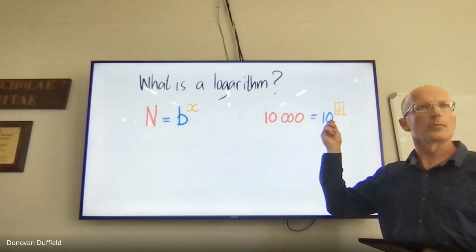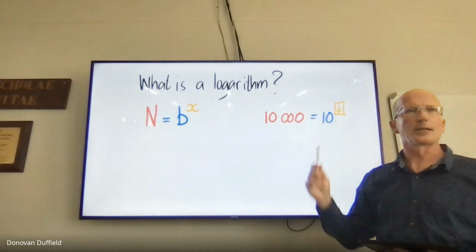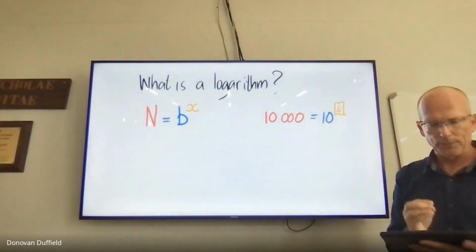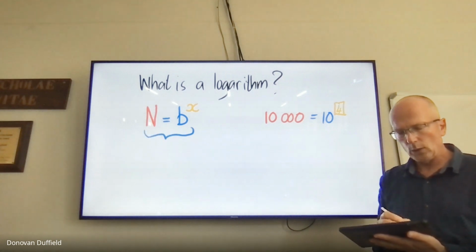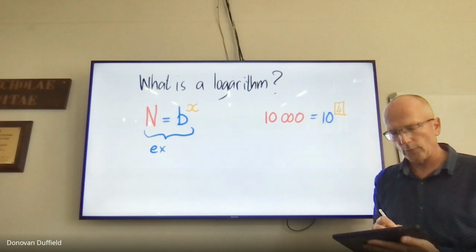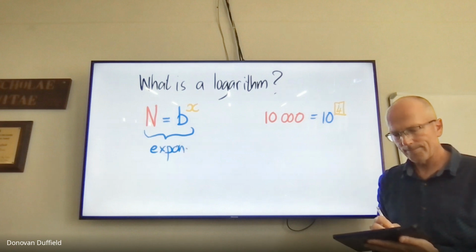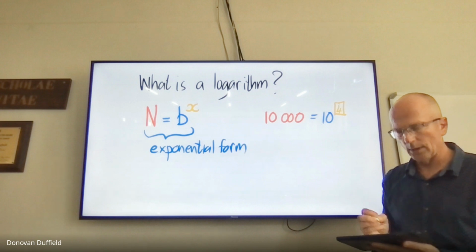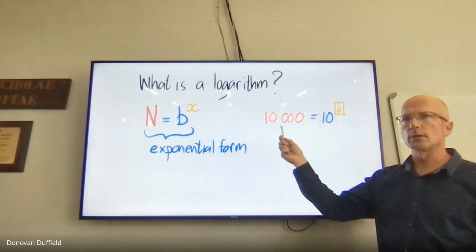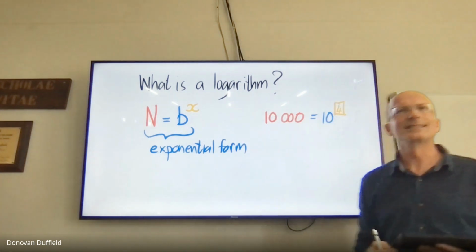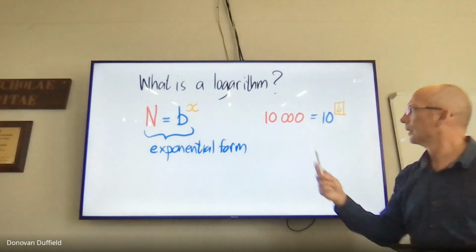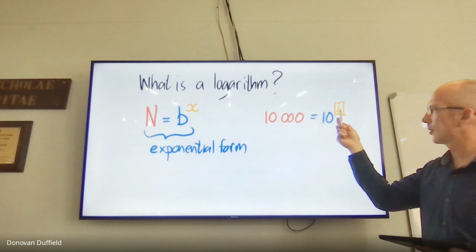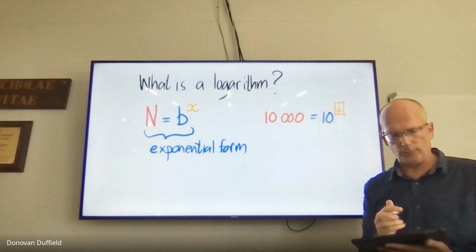4 is the logarithm. Okay, I'll go, well, Mr. D, that still doesn't make sense. Okay, so let me show you. If n equals b to the x, we call this the exponential form. Right? So 10,000 can be written in a power, yes? So 10,000 is 10 to the power 4. So that's the exponential form.